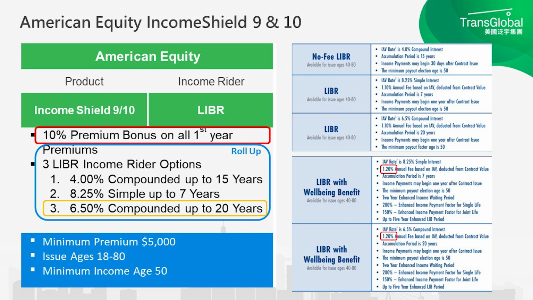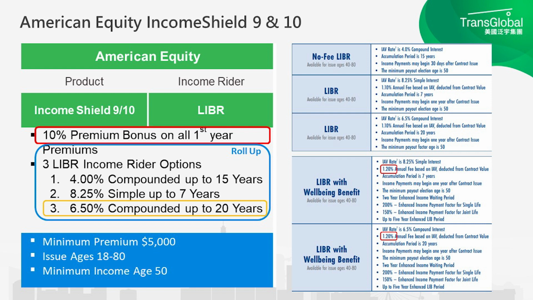It has 3 roll-up rates. One is 4% for 15 years, which is a free rider. The other one is 8.25% simple for 7 years, which is not a free rider. And the last one is a recent update: 6.5% compound roll-up for 20 years.